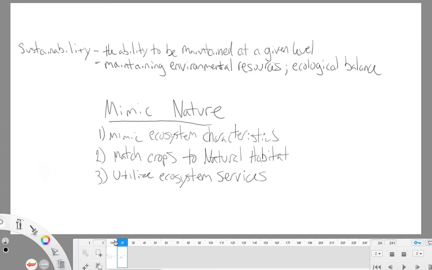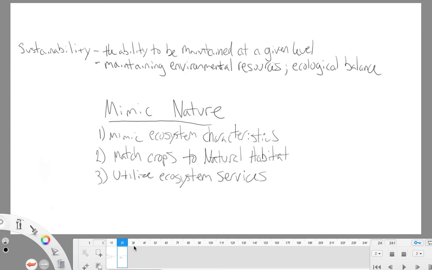Ecosystem services are just services that different aspects of the ecosystem can provide to us. I talked about the mycorrhizal fungi that in wild plants, it forms an association with the roots and it helps extract nutrients from the soil. We can incorporate that mycorrhizal fungi in our crop systems. We do it in our greenhouse. We're just growing our plants in there.